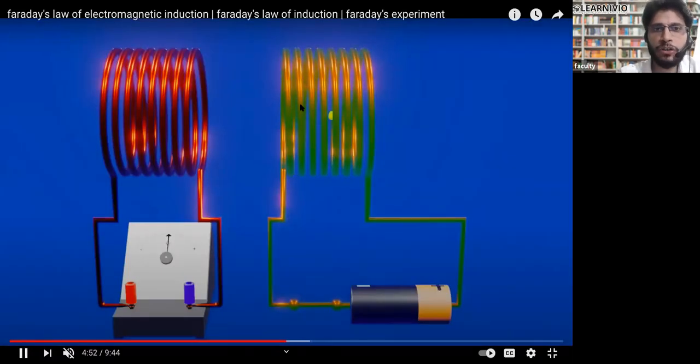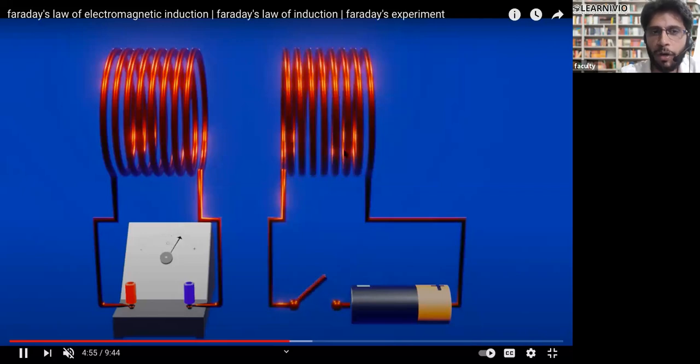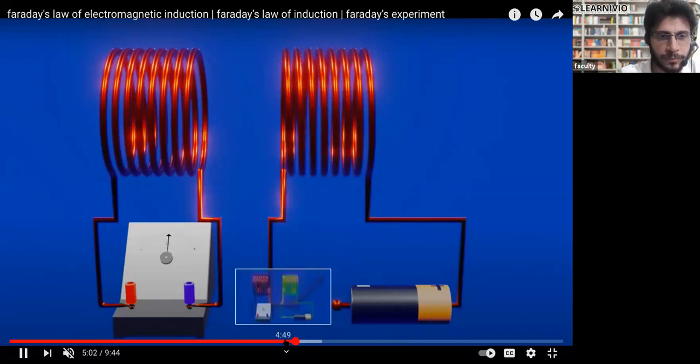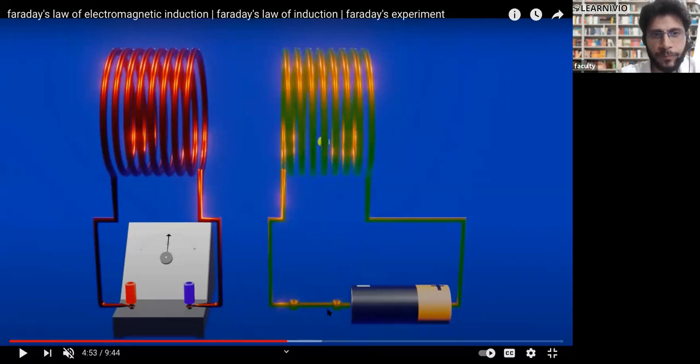So this coil will generate some magnetic field. This current carrying coil will behave like a magnet. See, this is the key. This key is closed. When the key is closed, some current is flowing through the coil.